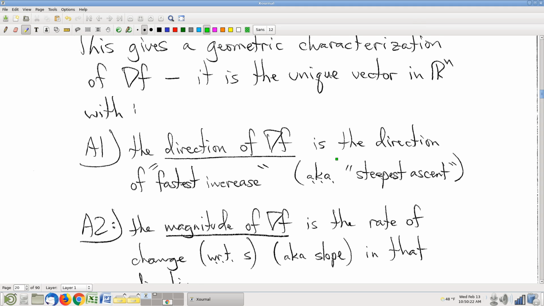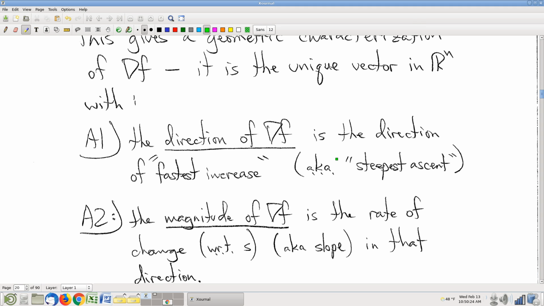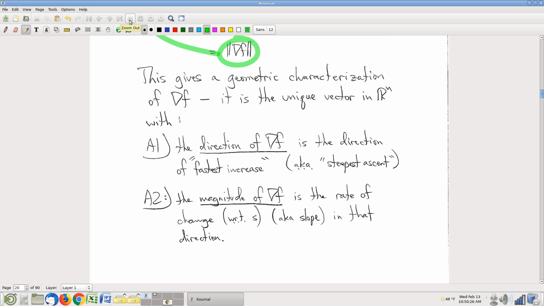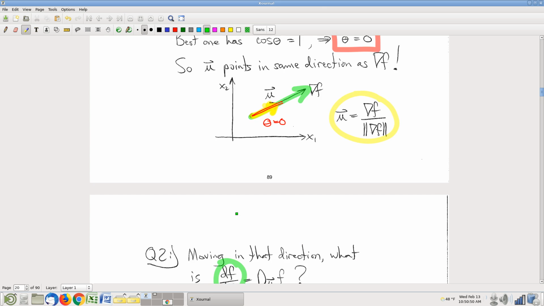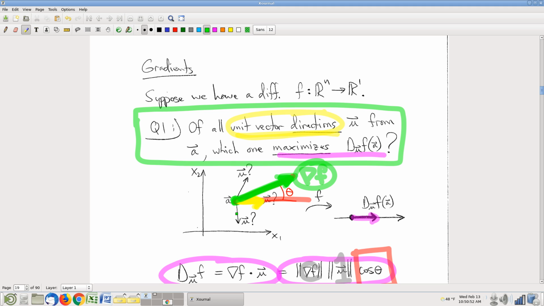This is not just a notational shorthand. This is a really natural point of view. The gradient is a vector whose direction is the direction of fastest increase and whose magnitude is the corresponding rate of change. Very natural. All right. Now let me go back to the original question here, and I want to make a different interpretation.